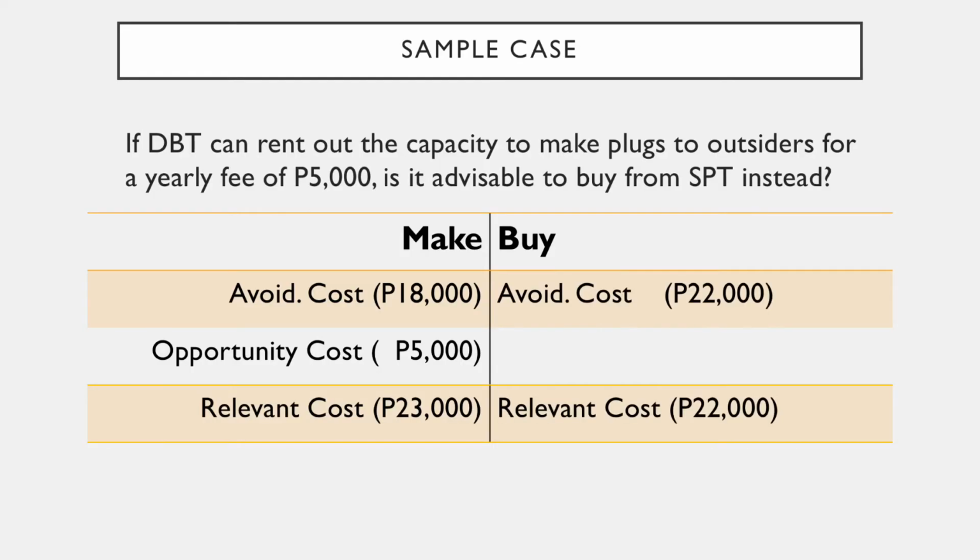For the buy option, we still have the same data. The purchase price is 22 for 1,000 units, that's 22,000 pesos. This time, it would be cheaper to buy by 1,000 pesos. Hence, the recommendation that we should give to management is to buy rather than make.